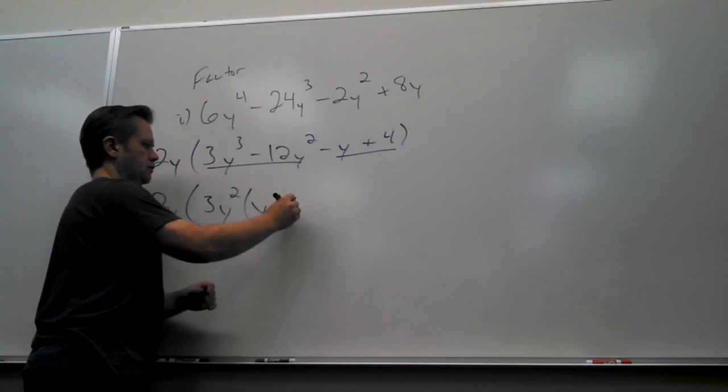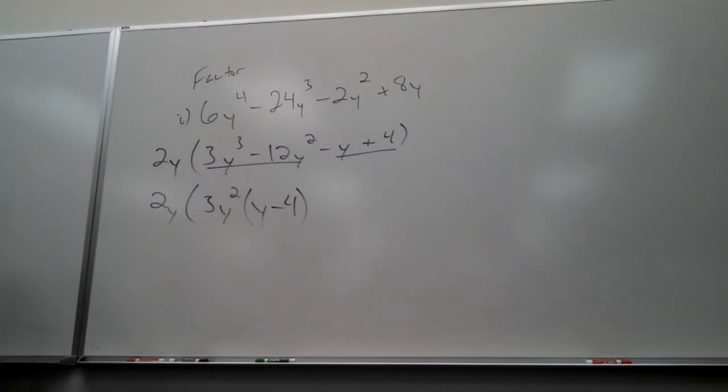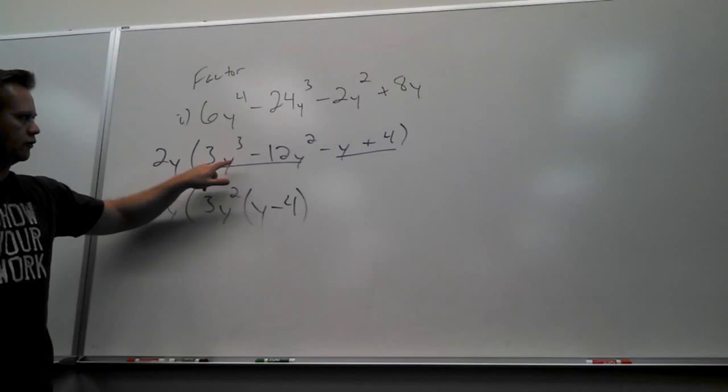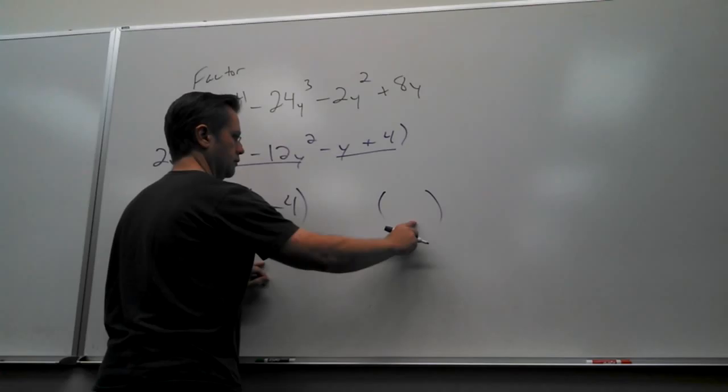Now, remember what I said. So is everybody cool so far? Do you guys see what's happening? So I took the 2y out of the way. So he just comes for the ride. Then inside, I group it. So this is a little GCF problem. Everybody had a 3. Everybody had a y squared. Bam.